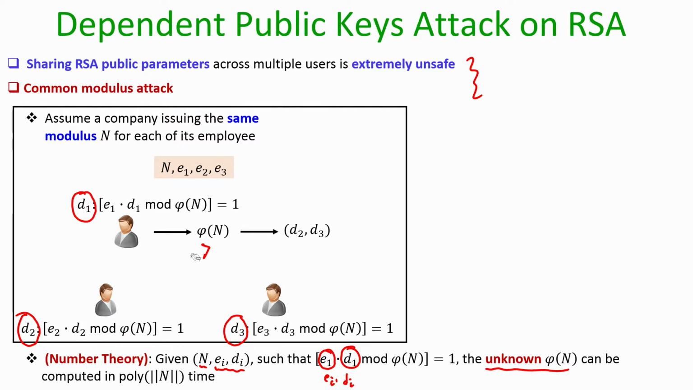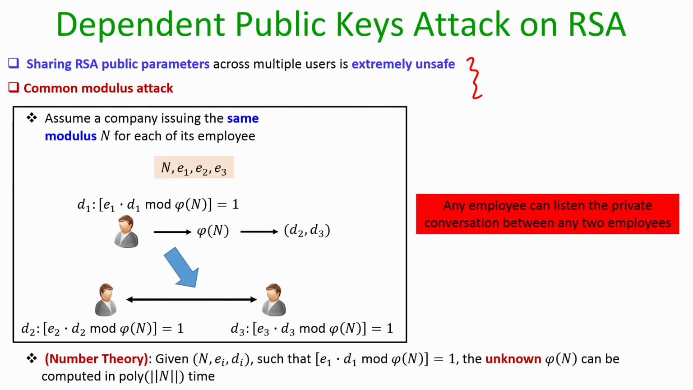And once phi of n is computed by employee 1, since it knows the value of e_2, namely the public exponent of the second employee, and it knows the modulus n, then by using the same result from number theory it can compute d_2, and in the same way it can compute the decryption exponent of the third employee as well. And once it knows the values of d_2 and d_3, then any private communication happening between the second and the third employee using the RSA encryption scheme, even a padded, randomized RSA encryption scheme, is completely exposed: since d_2 and d_3 are known to employee 1, it can completely find out what is happening between employee 2 and 3.